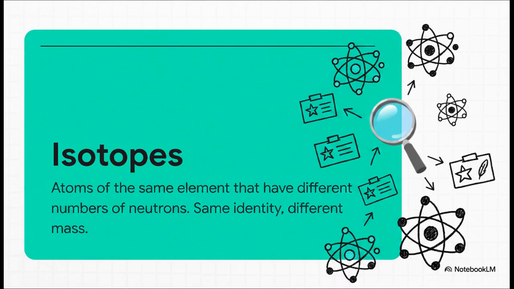Now this is where it starts to get really interesting. What happens if you keep the number of protons the same, so the identity doesn't change, but you mess with the number of neutrons? Well, then you get an isotope. It's the same element, for sure, but it has a different weight. Kind of like having a heavier or a lighter version of the exact same thing.